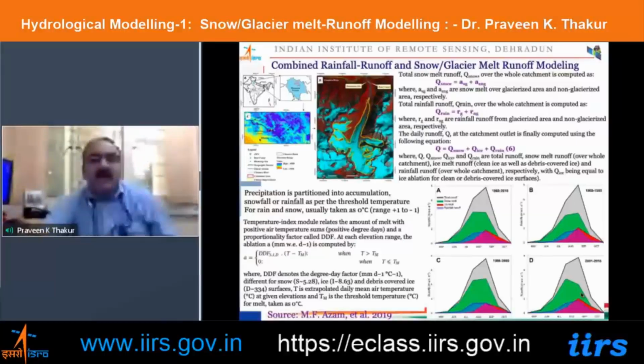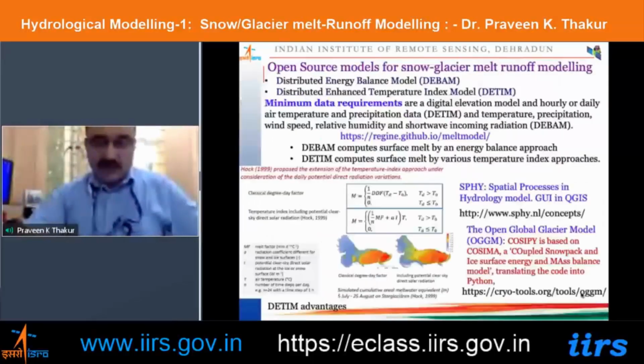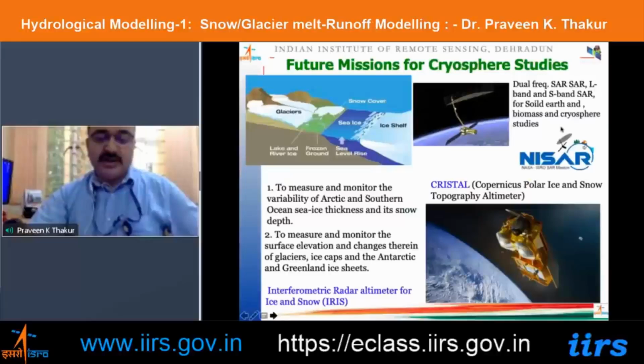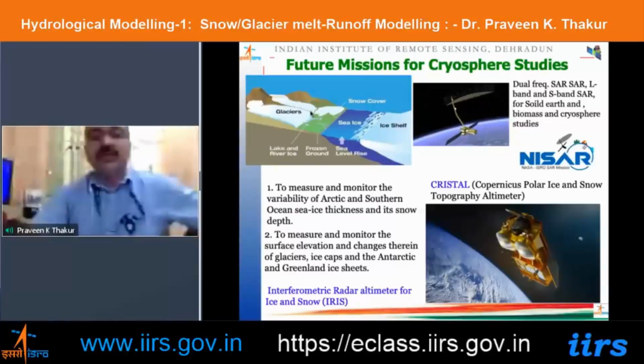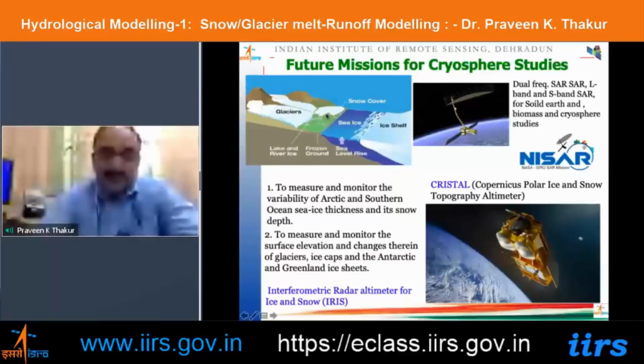there are two missions, the NASA-ISRO SAR mission and the Copernicus CRISTAL polar ice and snow topography altimeter, which will give you interferometric radar-based height values for the ice sheets and the glaciers, and the precise value of the movement of the glaciers. It will also give you experimental output in the form of snow density and snow depth, which can be used to check the efficiency and accuracy of our hydrological models. With this, I complete my lecture, and if you have questions, you can ask now.